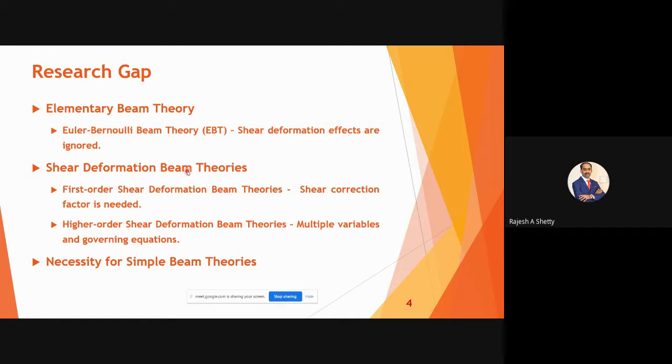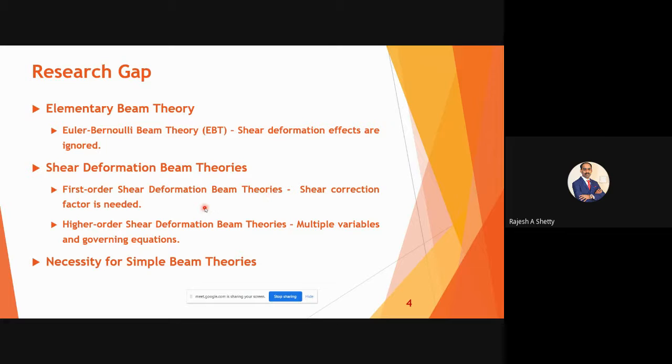Next, we have the shear deformation beam theories. These shear deformation theories can be used for thick beams also. Under these shear deformation theories, we have first order theories like Timoshenko beam theory, and higher order theories like Reddy's theory and Levinson's theory. There are many higher order theories.